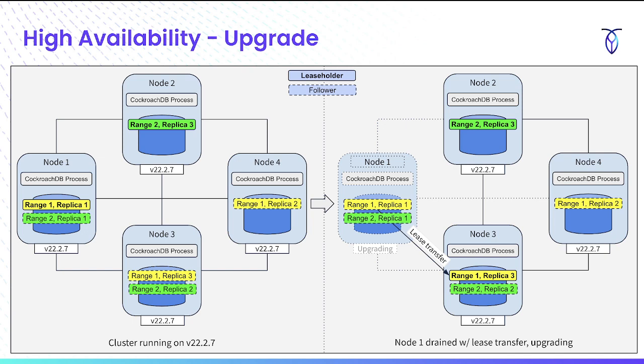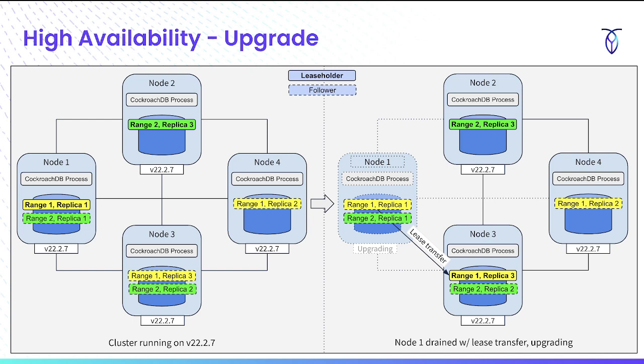Because we have 4 nodes and 3 replicas, not every node has a replica from every range, and that's typical of a running cluster. So the leaseholder for each range is shown in bold and solid lines, and the followers are shown in non-bold dotted lines. For example, node 1 is the leaseholder for range 1, but it's a follower for range 2.